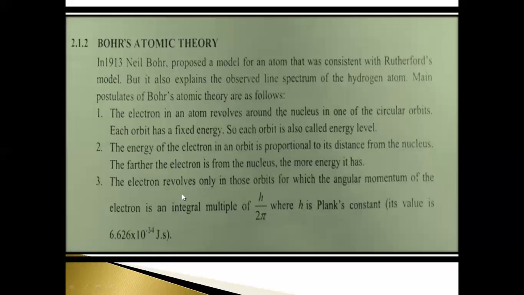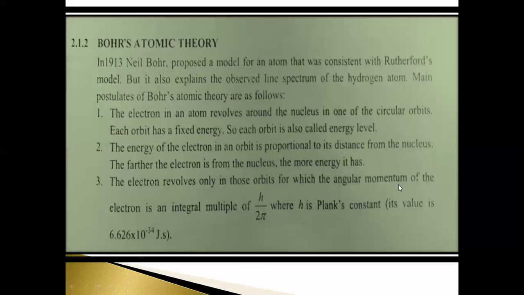The electron revolves only in those orbits for which the angular momentum of the electron is an integral multiple of h over 2 pi, where h is Planck's constant. Planck is the name of the scientist who gave this constant, and according to his name, it is called Planck's constant. Its value is 6.626 into 10 raised to the power minus 34 joule second.